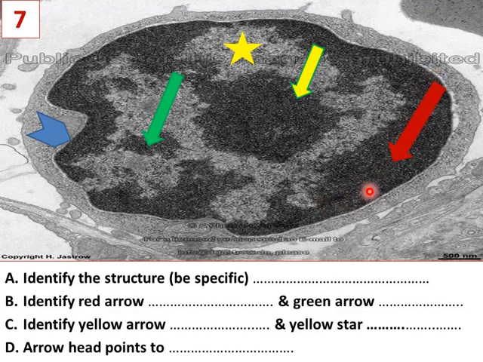The red arrow points to the peripheral chromatin, while the yellow arrow is nucleolus associated, while the green arrow is the chromatin islands, while the yellow star is either chromatin or the nuclear sap. And this blue arrow is the nuclear membrane. Again, identify the structure: EM heterochromatic nucleus. The red arrow, peripheral chromatin, the green arrow, islets of chromatin, the yellow arrow, nucleolus associated, the yellow star, either chromatin or nuclear sap. The arrowhead is the nuclear membrane.